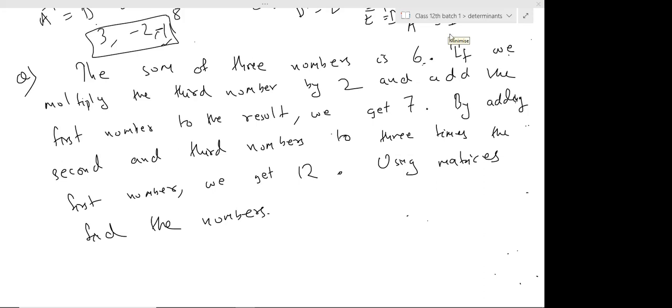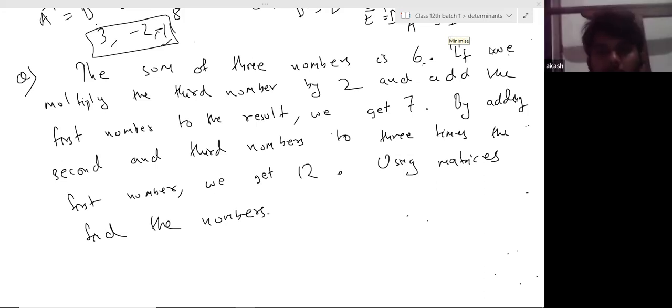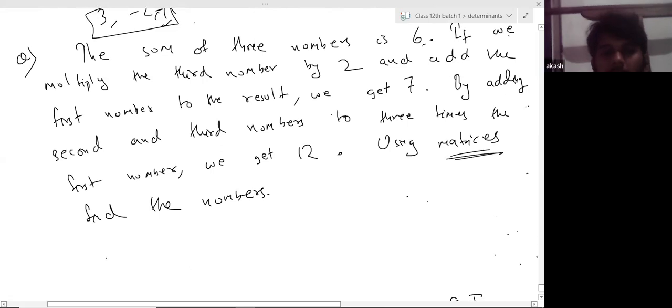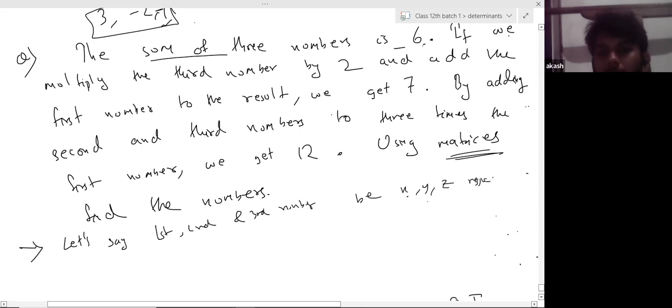All right. So this type of question you have faced in childhood, right? But now we have to use matrices to find the numbers. If I tell you to solve this, you can solve it very easily using the childhood techniques. But the first step here also is to make the equations. They are asking the sum of three numbers is 6. So let's say the first, second, and third number be x, y, z respectively.